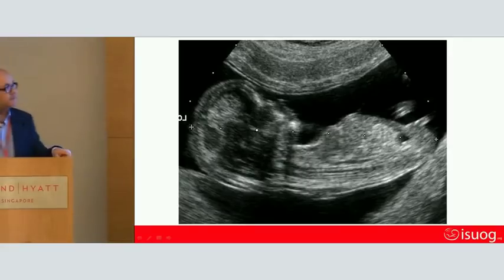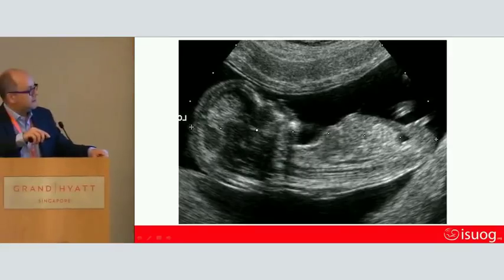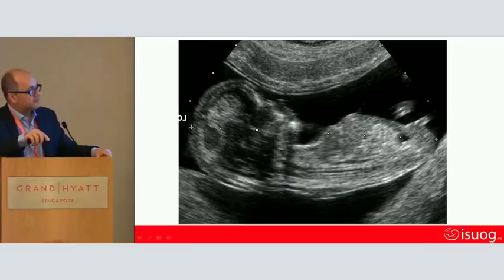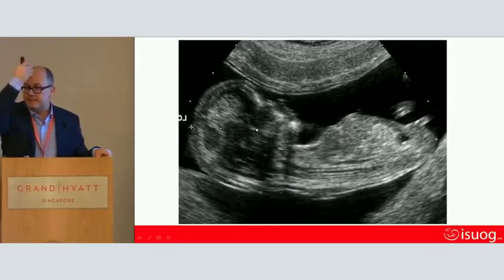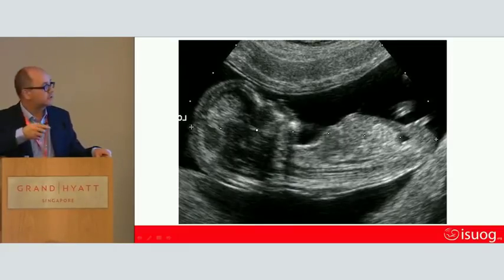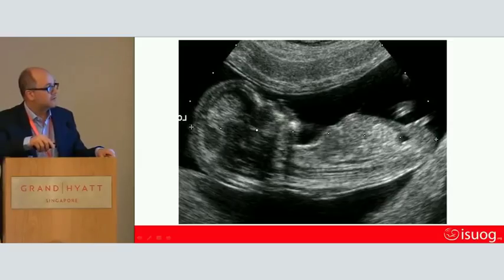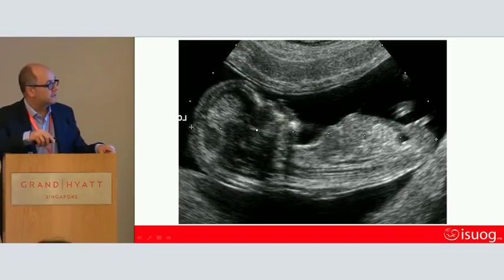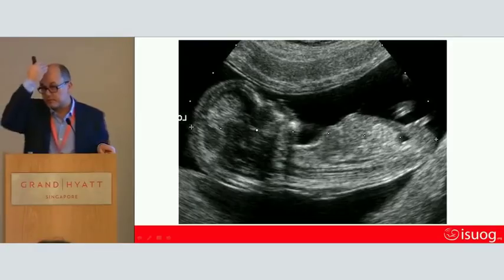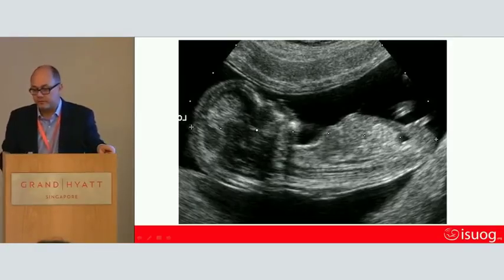And the calipers here are placed correctly on the top of the head and at the bottom of the bottom. And also it's a median cross-section through the baby, because we can see the bladder of the baby, we can see the profile of the baby. So it's a good sagittal view of the baby.